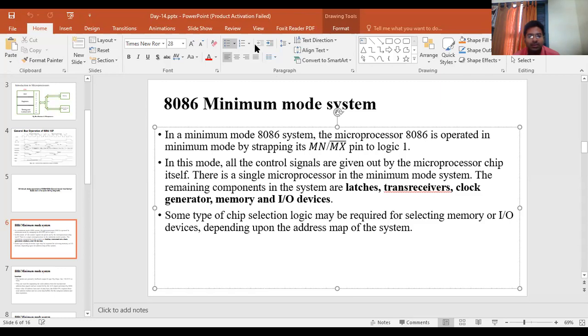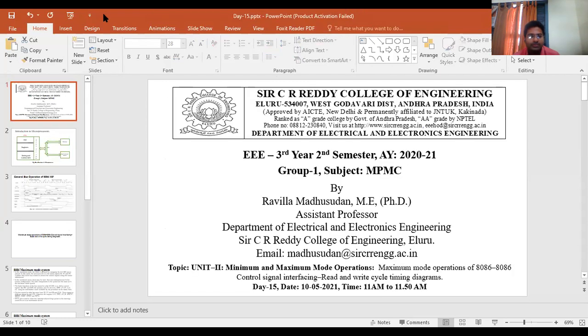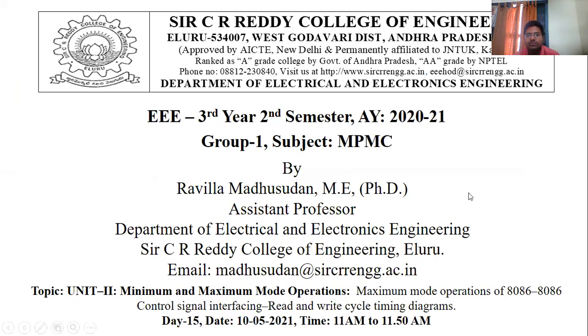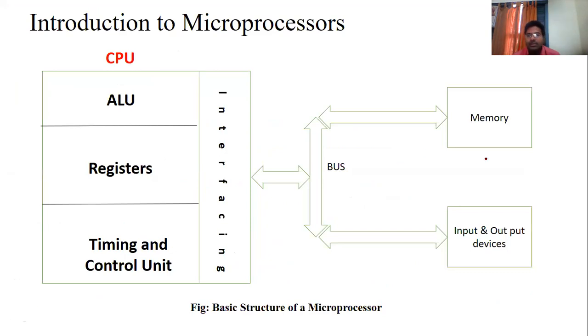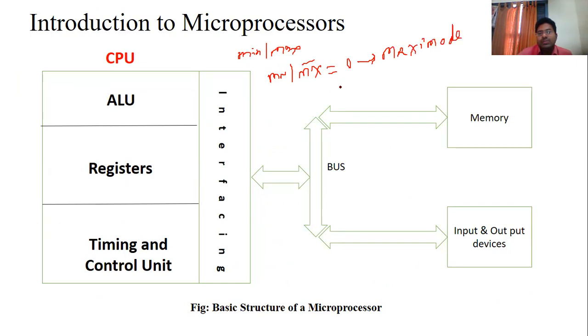Now we are going to see today's topic, the maximum mode operation of the 8086 microprocessor. The CPU works in minimum mode as well as maximum mode. For that we have the MN/MX bar pin. MN/MX bar equal to 0 is the maximum mode, and equal to 1 is the minimum mode. So you put that pin to 0 for operating in maximum mode.